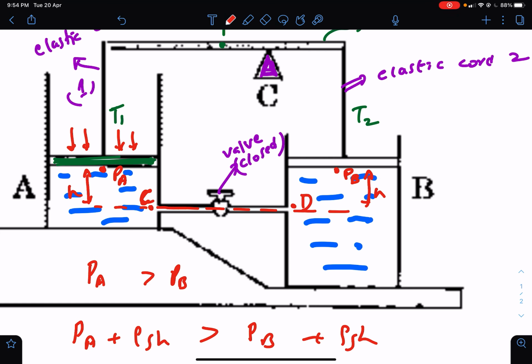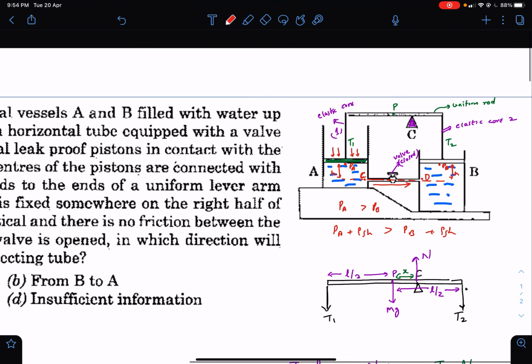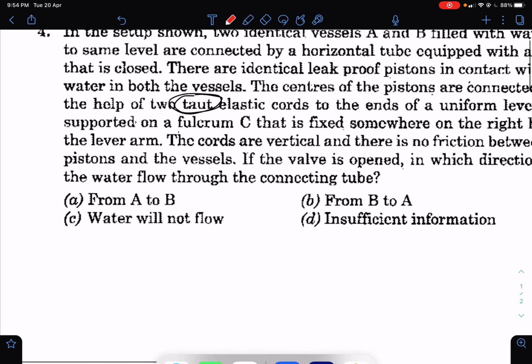Then how is this mismatch of pressure there and still the water is not flowing? That is because of the valve. But the thing is, we are opening the valve. That is what the question is. If we open the valve, then the water will start flowing from high pressure to low pressure. So it will flow from tank A to tank B. And that is the answer here. Tank A to tank B, the water will flow.